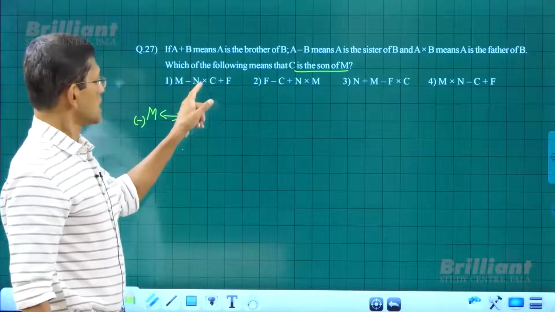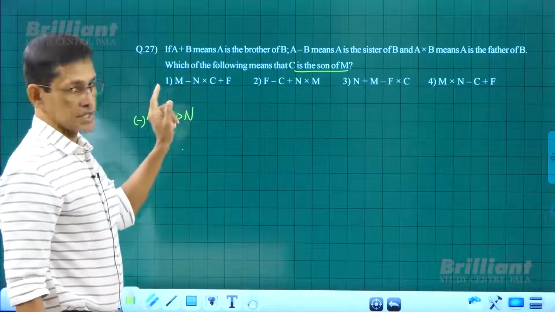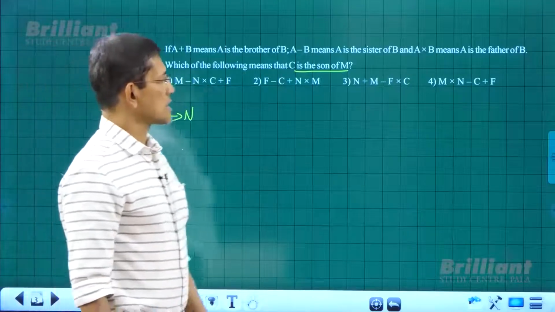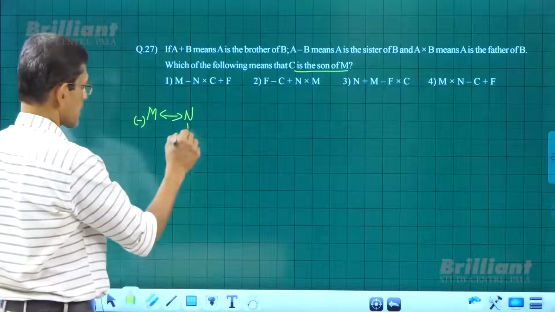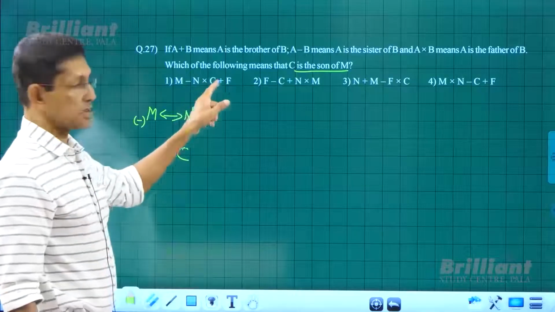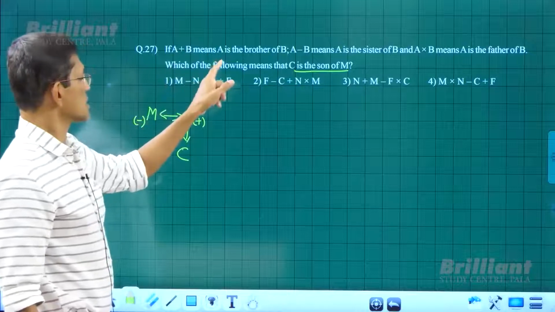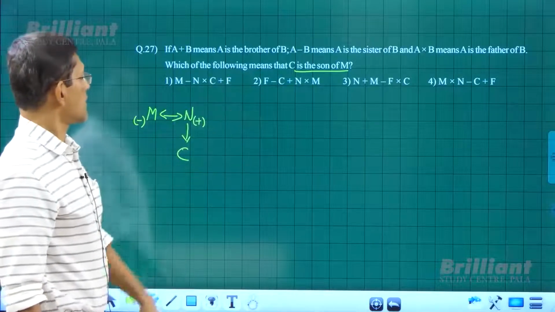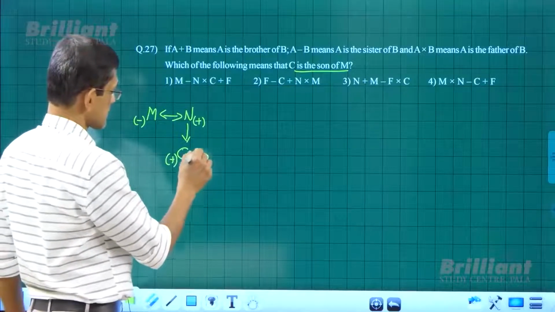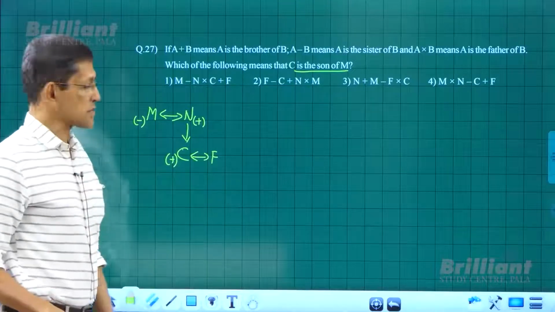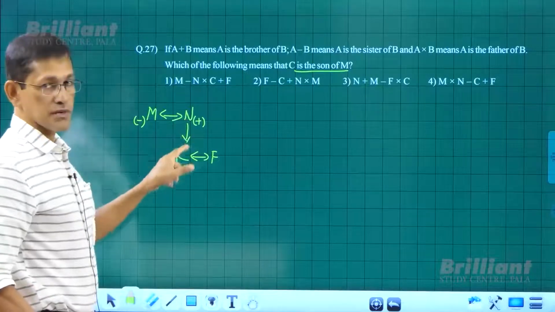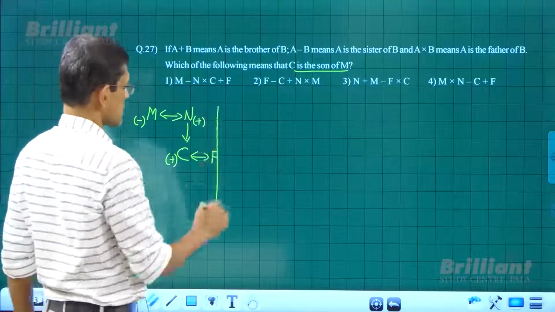And the second one, N into C. N into C means what? Multiplication. N into C means N is the father of C. So N is the father of C. Now, the last part, C plus F. C plus F means C is the brother of F. So in this case, look at this. What we need is C is the son of M. But in this case, C is the son of N. So that doesn't work.